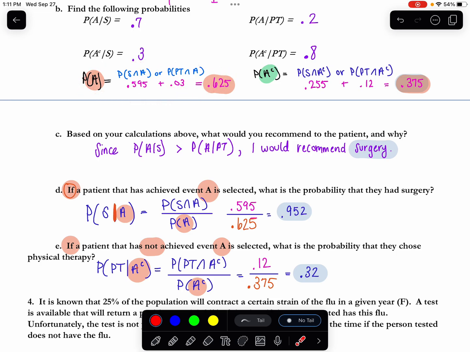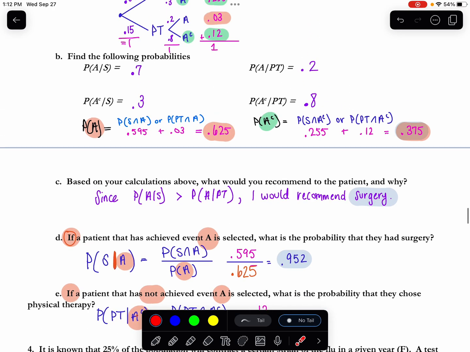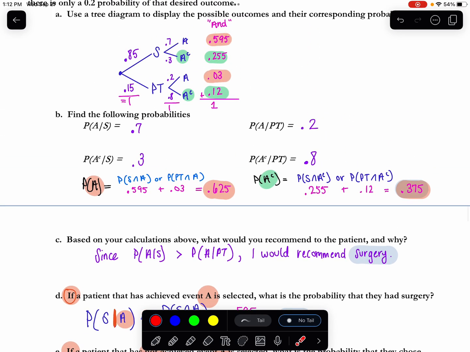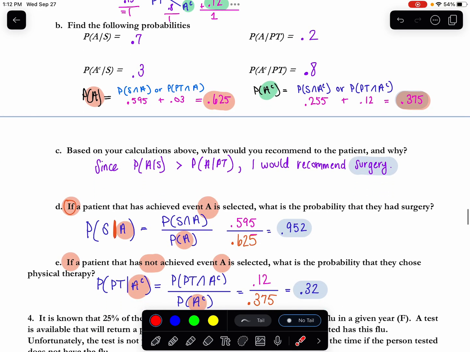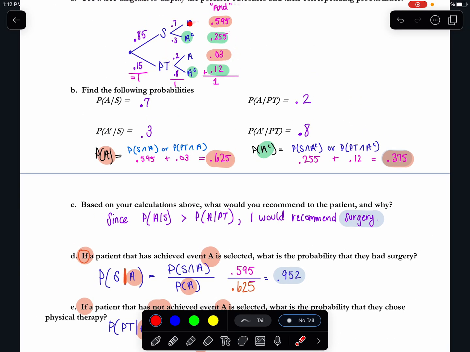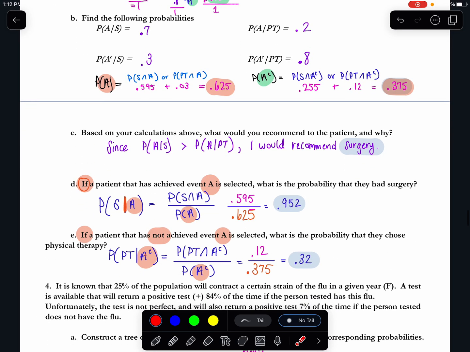Notice we needed this probability of just being able to play that we calculated up here. We had to do that on our own. That's our denominator. And then the probability of surgery and athletic activity, we look here, here's that surgery and athletic activity, the 0.95. So we can use the conditional probability formula along with our tree diagram to grab the decimals that we need. And the same thing if we have not achieved the desired event A, meaning we can't play again after 4 months.